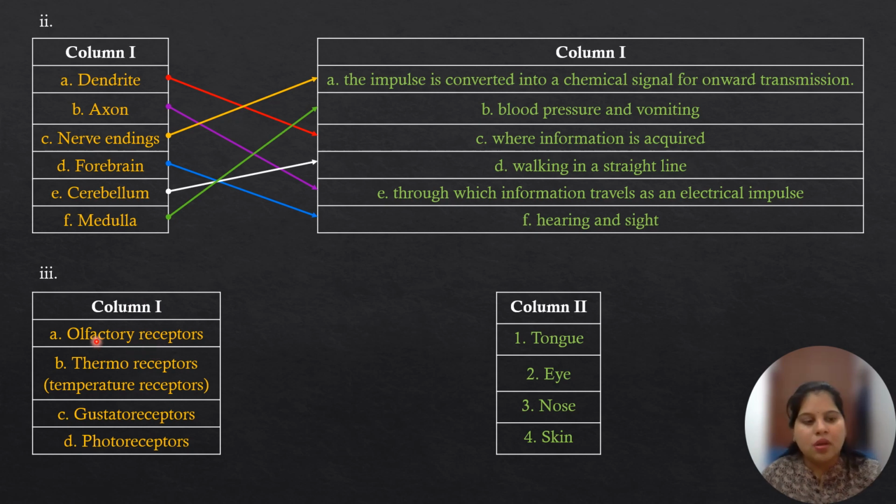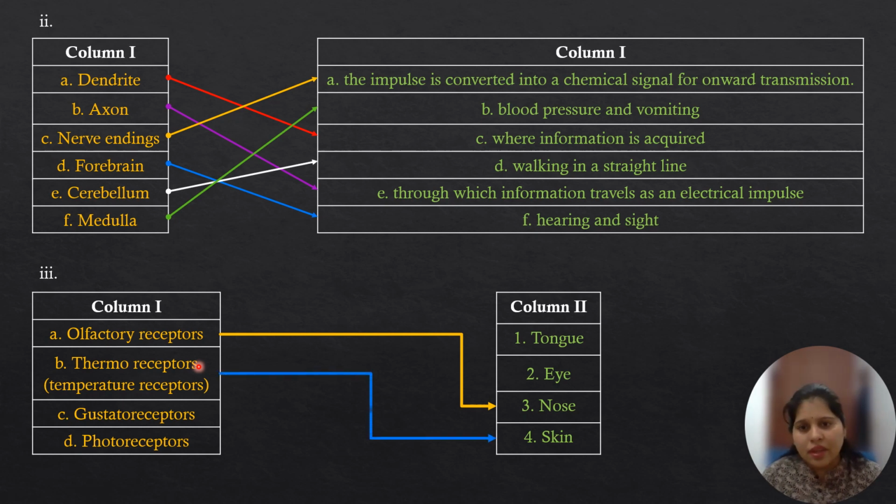So first is the olfactory receptor. This receptor is related to smell. This receptor senses the smell, so it is related to the nose. Then thermoreceptor. Thermoreceptors are present on our skin. And then gustatoreceptor. Gustatoreceptors can sense the taste. So these receptors are present on our tongue. And photoreceptor. These are responsible for light, for seeing, for vision. So photoreceptors are present in our eyes.